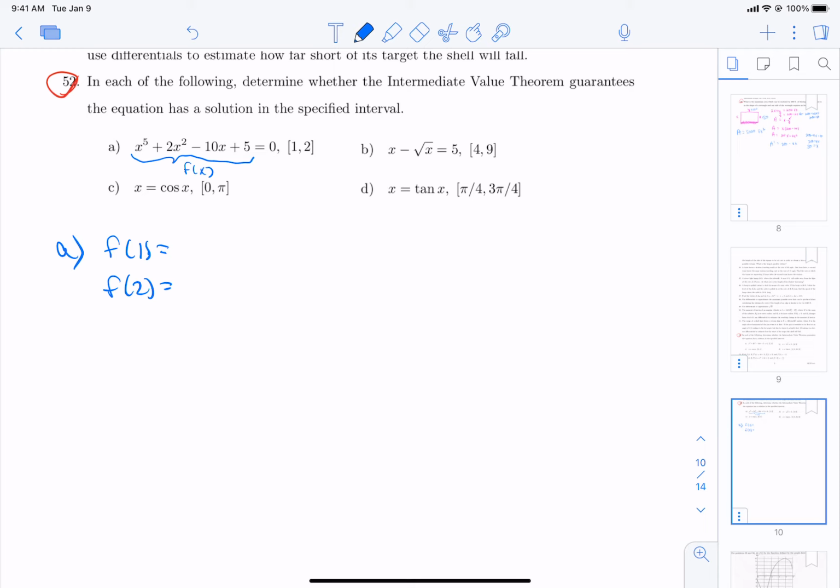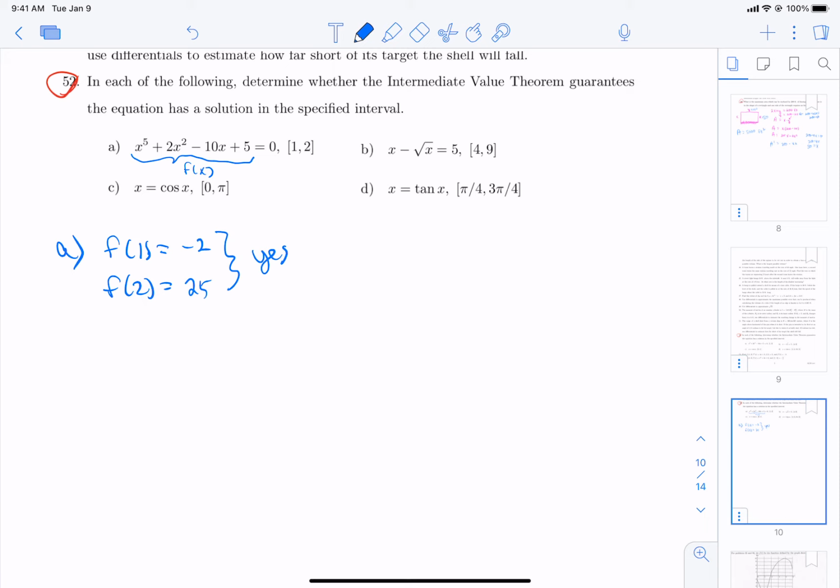If they're both the same sign, no, we don't necessarily know there's a 0 in there. Okay, so let's plug in 1. We get 1 plus 2 minus 10 plus 5, which is negative 2. Let's plug in 2. We get 32 plus 8 minus 20 plus 5, which is positive 25. Since they switched, the answer is yes. There's a solution. There has to be a 0 in there.